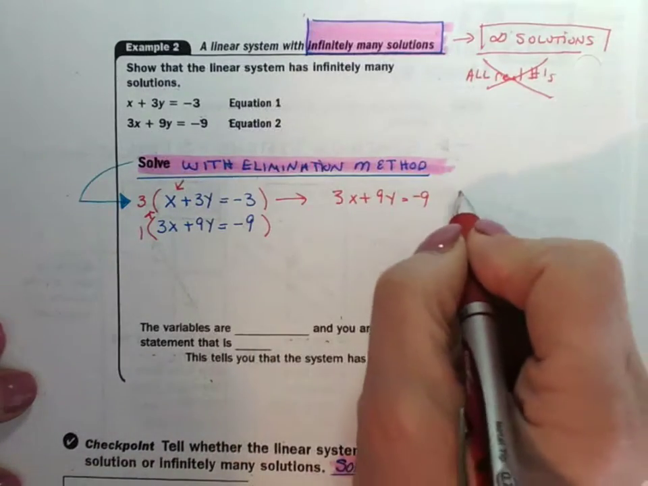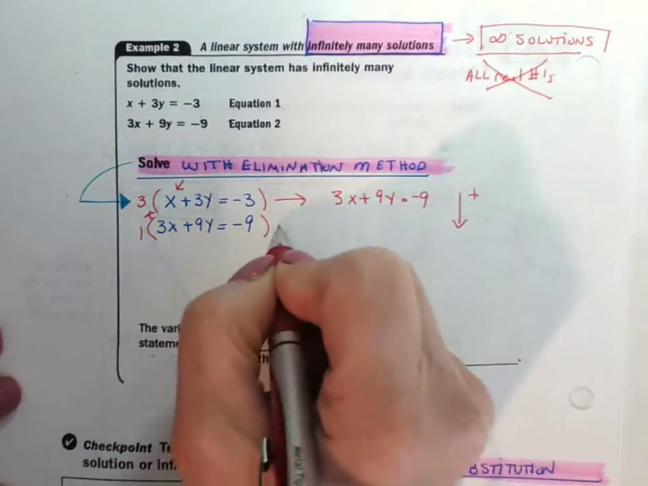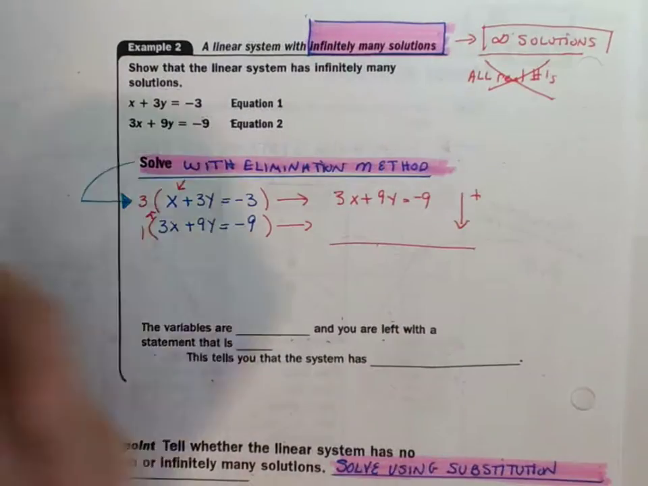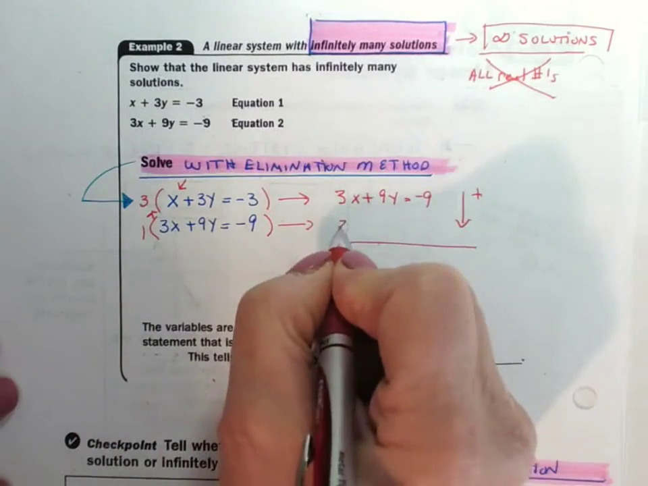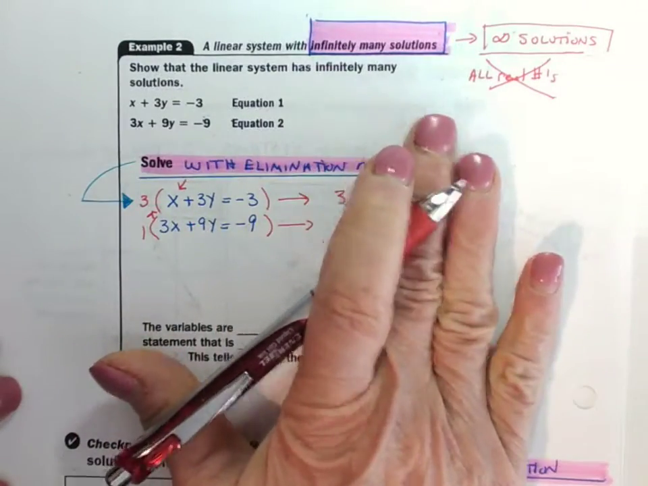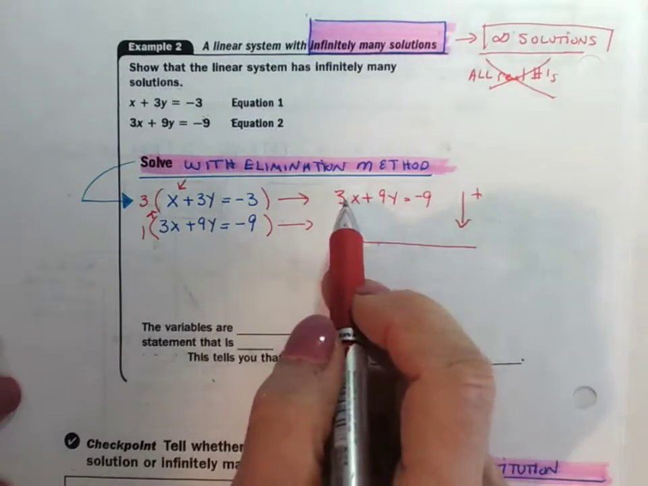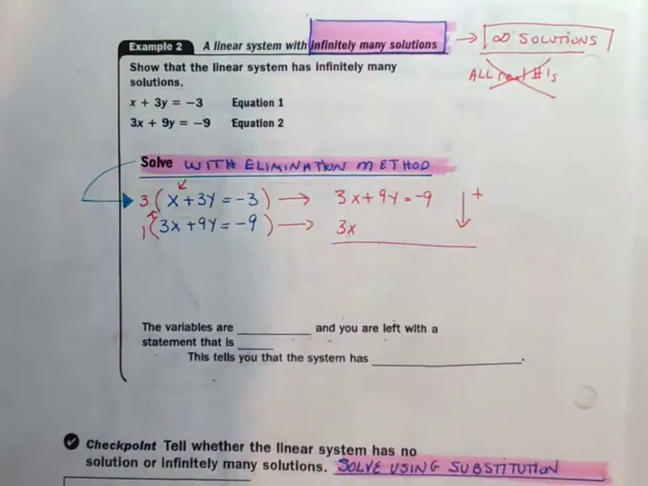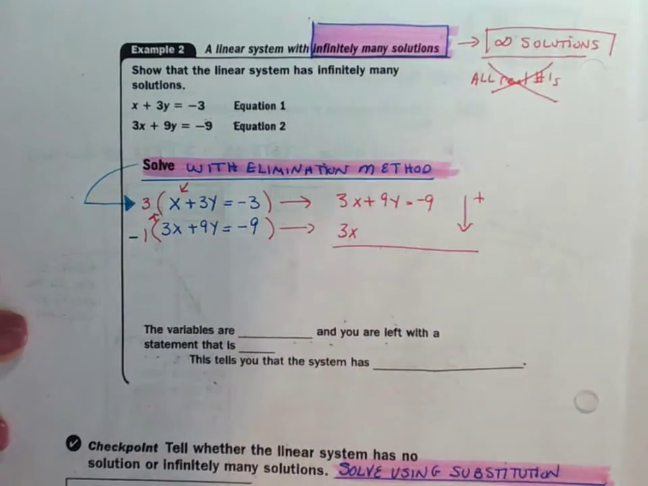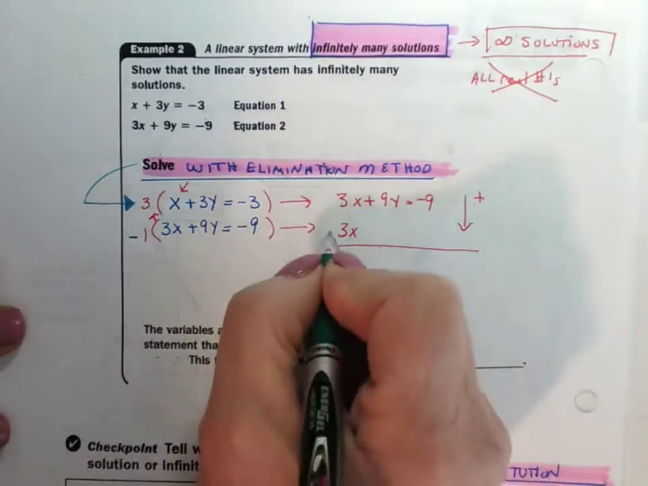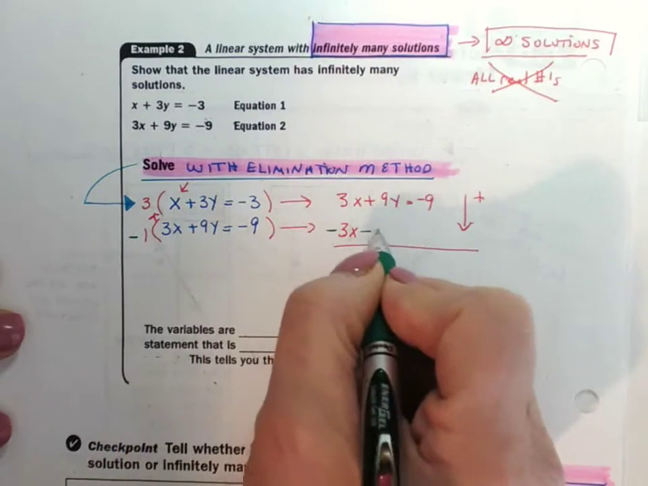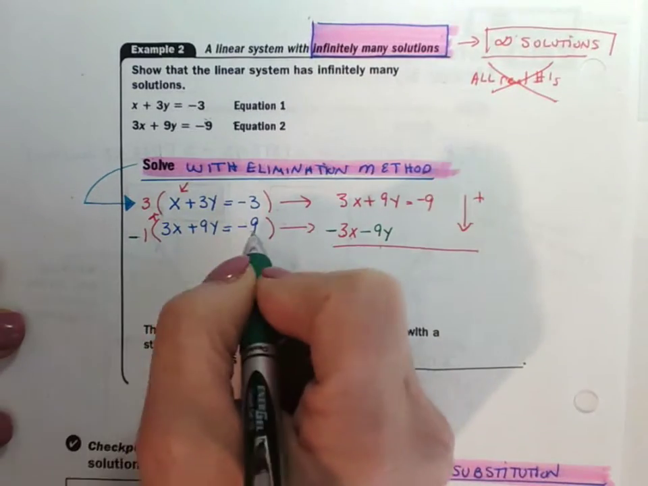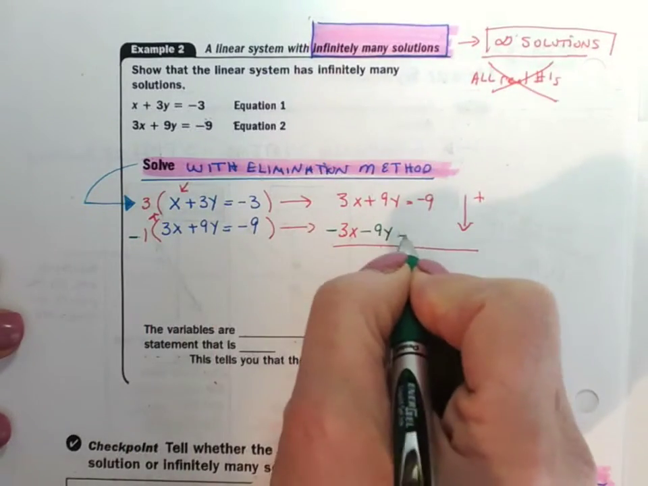Now, we want to add down. So what I do is, I'm going to look at this, I'm going to say 3x, and I'm going to stop. I'm going to say to myself, if I add 3x and 3x, have I eliminated x? No. So I have to multiply it by -1. So I would get -3x, -1 times 9, minus 9y, -1 times -9, equals 9.